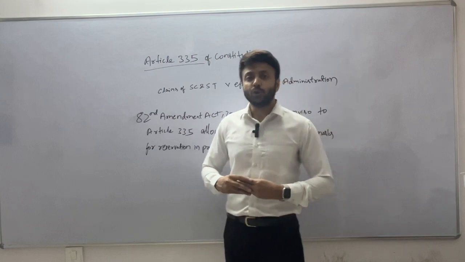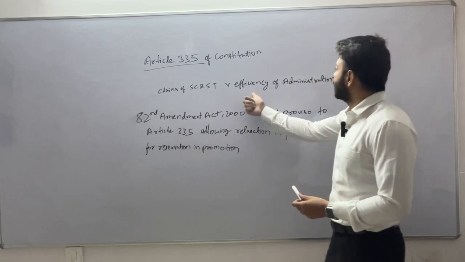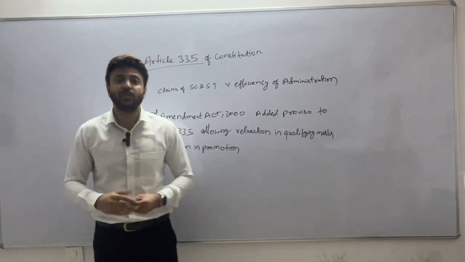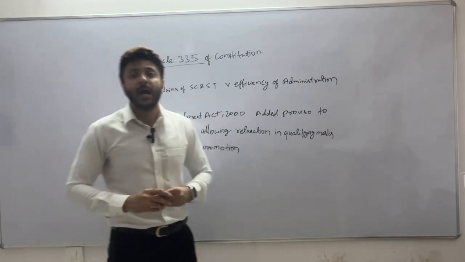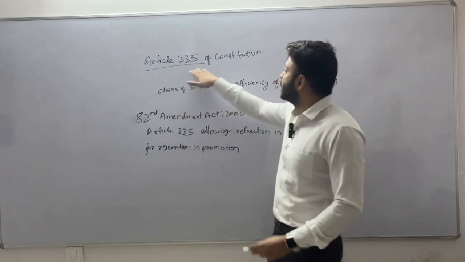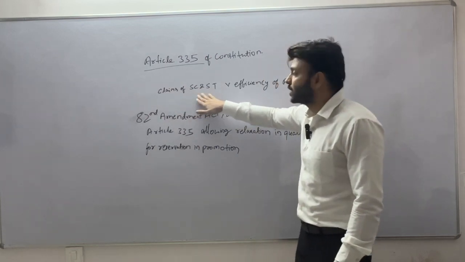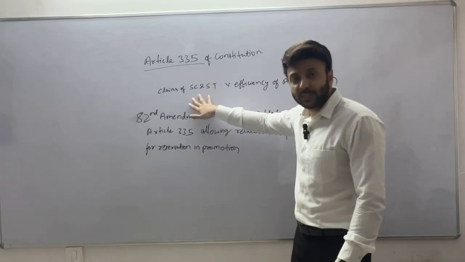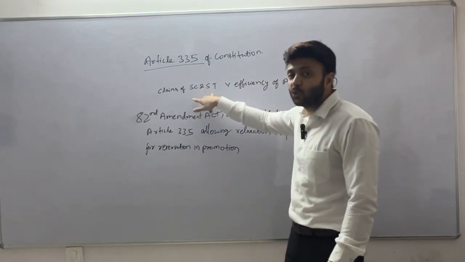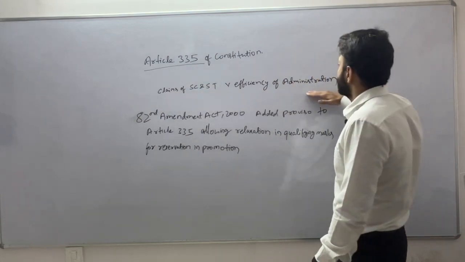The reservation should not be such that the efficiency of administration is hampered. The efficiency of the office, the working of the administration in such higher institutions or state offices should not get hampered by less deserving candidates who get promoted. So, Article 335 is about the claims of SC/ST to get reservation if they are not adequately represented in the office of the state, versus the efficiency of administration. The court held in S. Vinod Kumar versus Union of India that the claims of SC/ST should not hamper the efficiency of administration of the office.